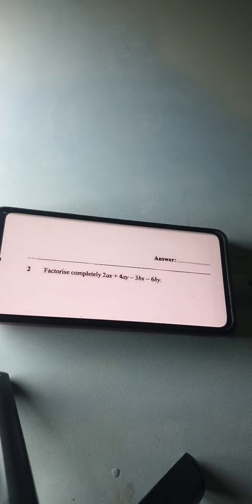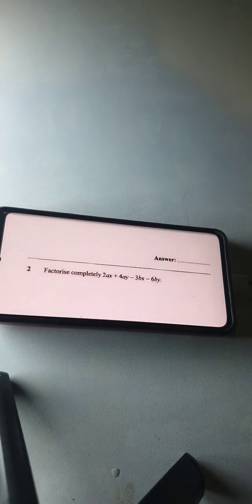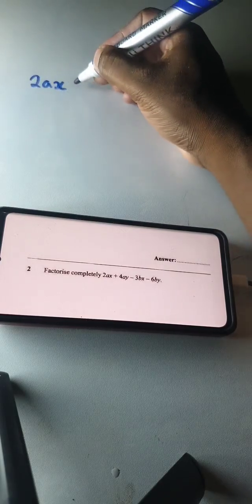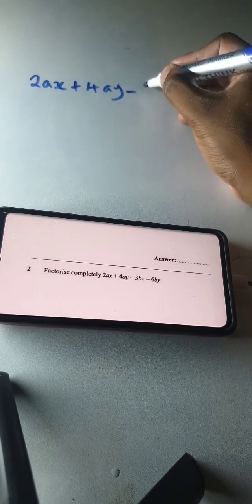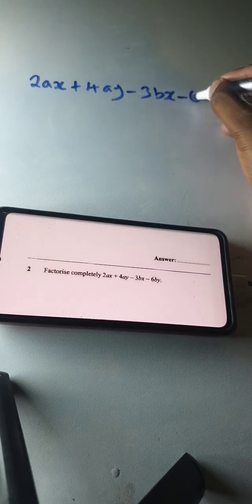Question number 2 is saying factorize completely. So factorize completely. That's our next question. So we have 2ax plus 4ay minus 3bx minus 6by.